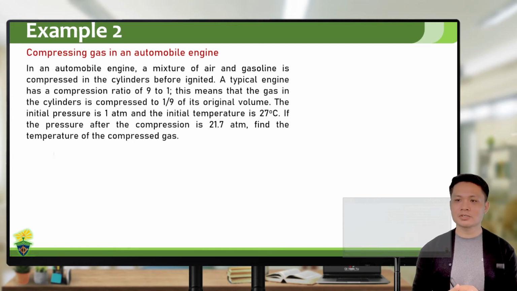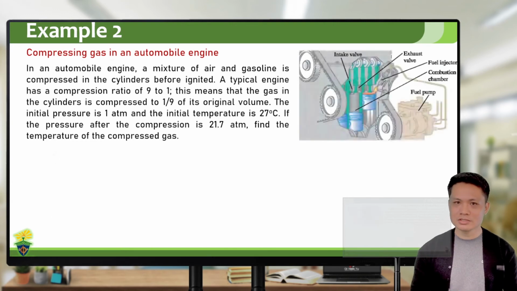The initial pressure is 1 atm, assuming this is at sea level, because atmospheric pressure at sea level is 1 atm. And the initial temperature is 27 degrees Celsius, and that's during rainy season where we have a temperature of around 27 degrees Celsius. If the pressure after the compression is 21.7 atm, find the temperature of the compressed gas.